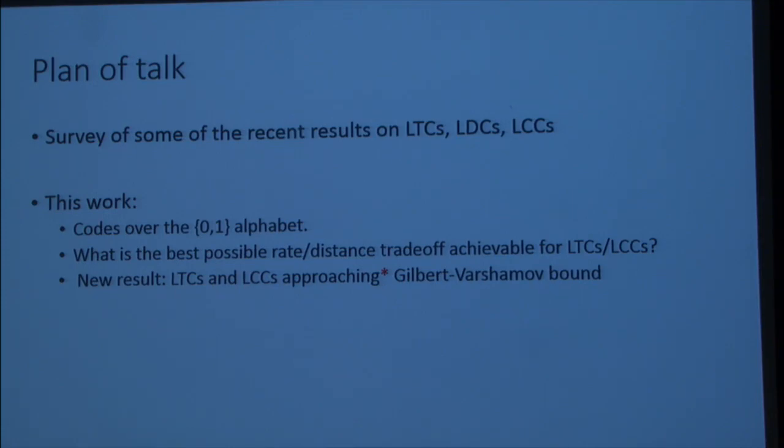So I'll survey some of these earlier results, and then I'll talk after that about this work, where we'll focus on codes over the 0-1 alphabet and ask, if you want local testing and local correction, what's the best possible rate distance trade-off you can achieve? If you didn't care about local testing and correction, then the GV bound is the best possible rate distance trade-off we know how to achieve. What if you impose on top of that that these codes need to be LTCs or LCCs? What we show is that you can actually construct LTCs and LCCs also approaching the Gilbert-Varshamov bound, the GV bound, which is the best we know how to do in general.